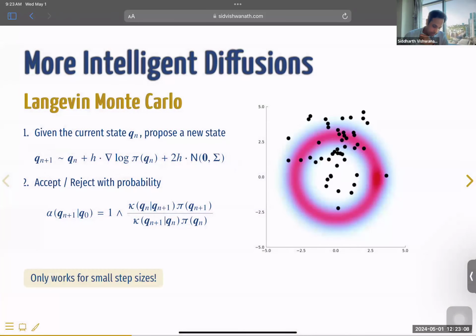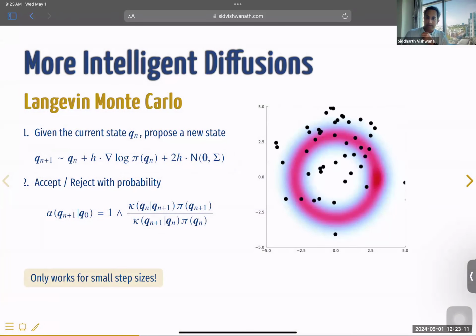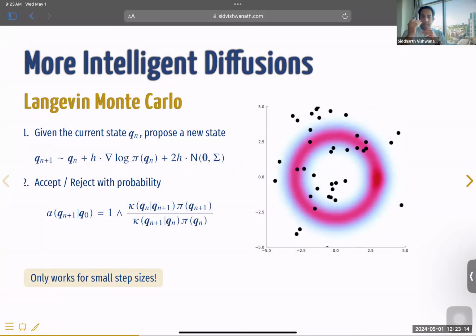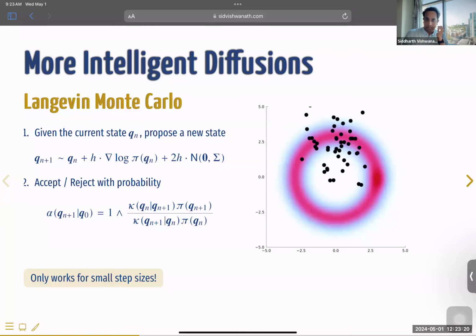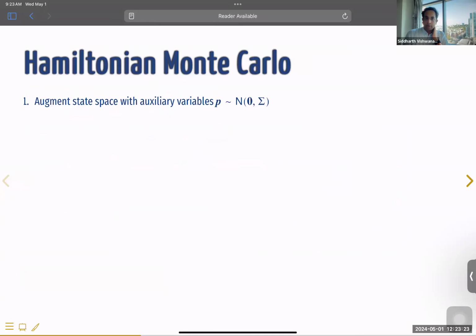But this comes with its own issue: it is incredibly sensitive to the step size, because you're essentially just taking one step and then doing an accept-reject decision process. So the way Hamiltonian Monte Carlo overcomes this limitation of the Langevin diffusion is to augment our state space, where we want to generate samples from Q. We add an additional dimension to our state space by considering momentum variables P that are more often than not assumed to follow a Gaussian distribution.